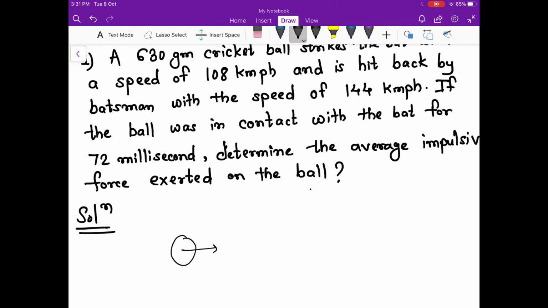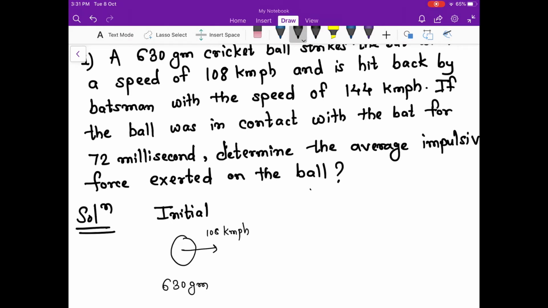This is a ball and this is the initial phase, right? So it is 630 gram and it is traveling with a velocity of 108 km per hour, right?